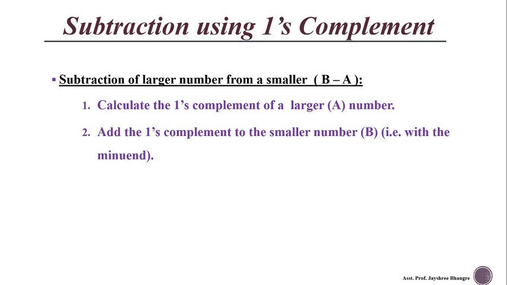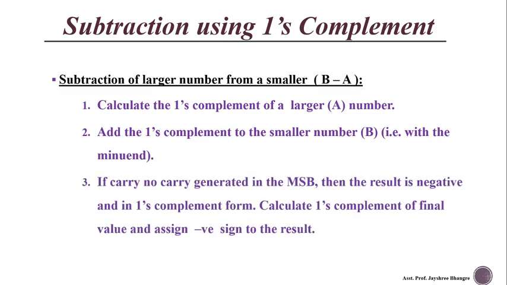Then the second step is we have to add this one's complement of the subtrahend to the minuend, and after addition, if no final carry is generated from the MSB, then the result is negative. Okay, we have to monitor the carry. If the carry is generated from the MSB, then the result is positive, and if the carry is not generated, then the result is negative. And the answer is in one's complement form. So to get the true answer, we have to take the one's complement of this answer and assign the negative sign to the result.